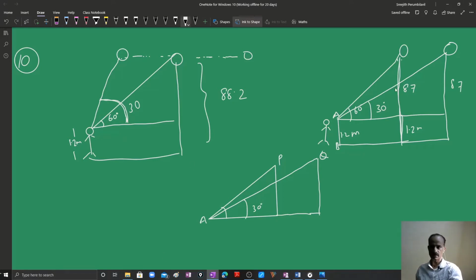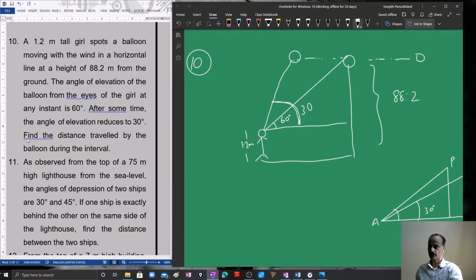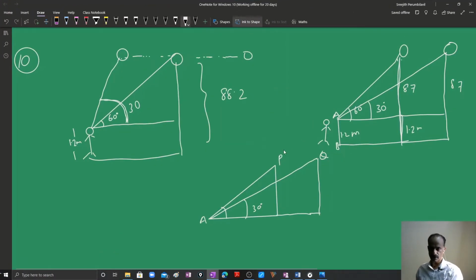What is asked in the question? You have been asked to find the distance traveled by the balloon during the interval. So we have to give a brief description about that. Let P and Q be the position of the balloons. You have been asked to find that distance PQ, or you can say it as CD, either of these distances.